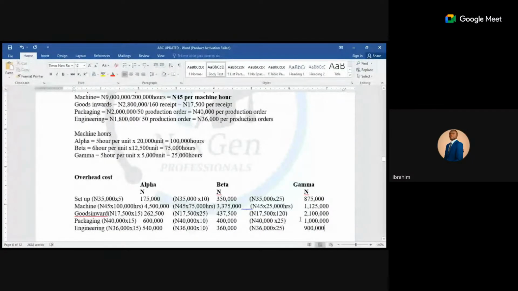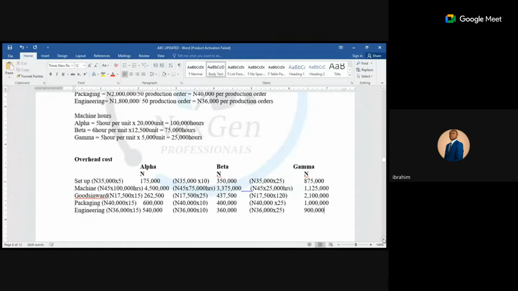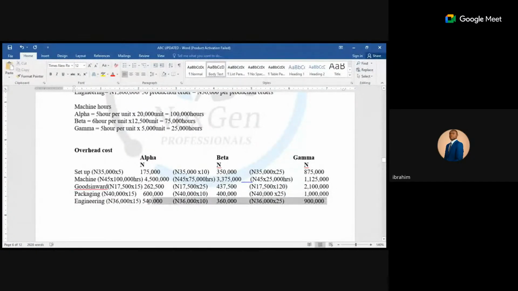So therefore, what is the total overhead cost using ABC? Not production cost, just the indirect costs. So when you add this together, the total for alpha is 6 million. Okay, 6 million.